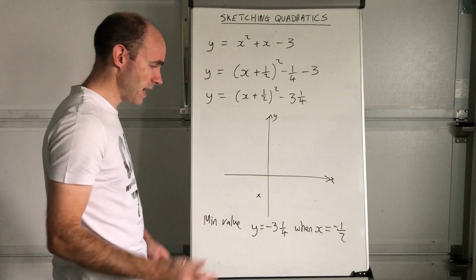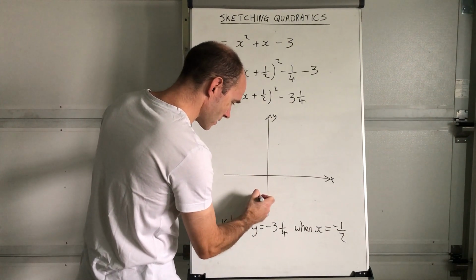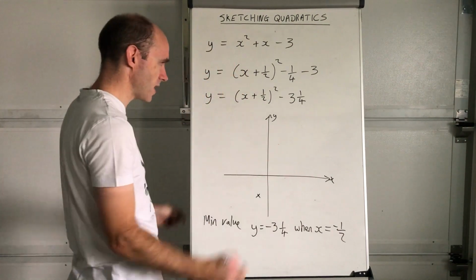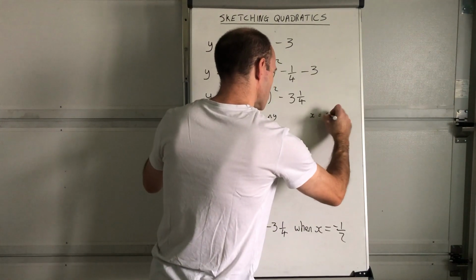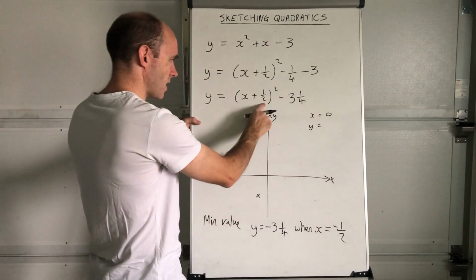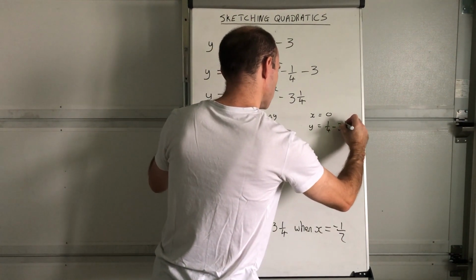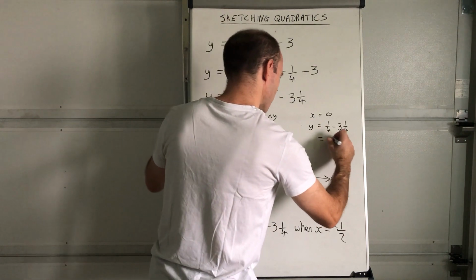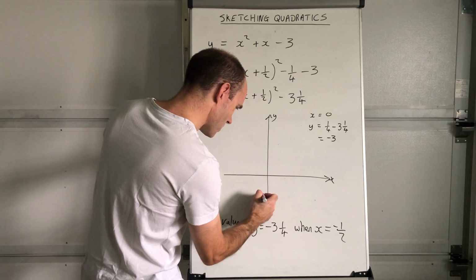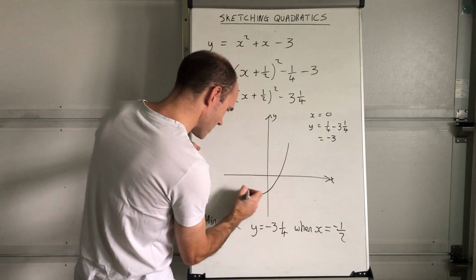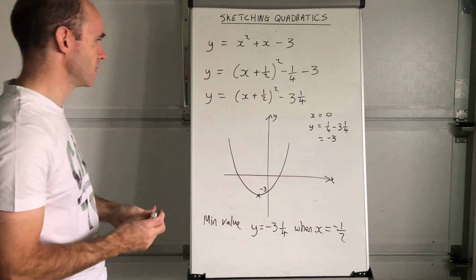Now I'm going to ask myself the question, where does it cross the y-axis? Does it cross it there? Does it cross it higher up? Let's just check. When x equals 0, y is going to be equal to 1/2 squared, which is 1/4, subtract 3 1/4, and that's going to be -3, isn't it? So the y-intercept there will be -3. So I'm just going to put the parabola in like that. So there's the y-axis intercept, just put it in there, of -3.